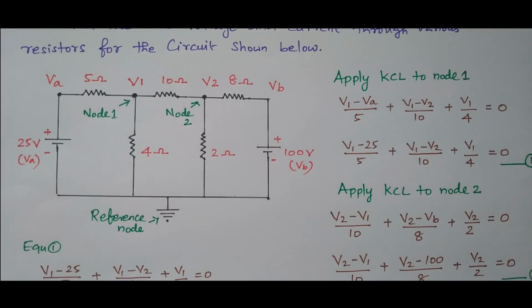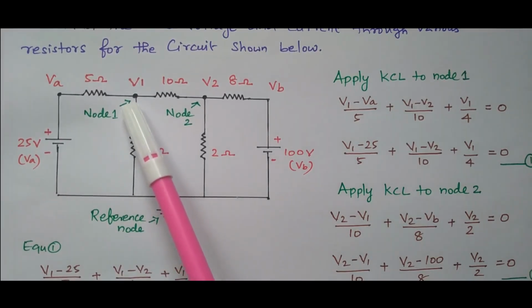So we need to assign the nodes as well as the reference node. The reference node is nothing but the common point. Normally this common point is taken as the reference node. Here the potential is 0, the return path. Other than that, we need to find the principal nodes. So we can take this as one node.